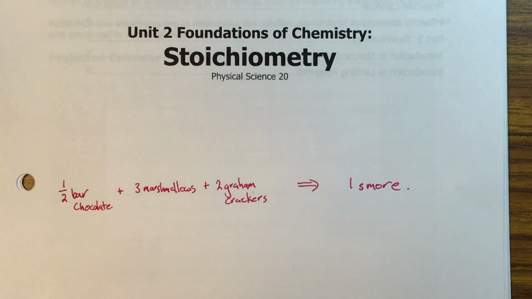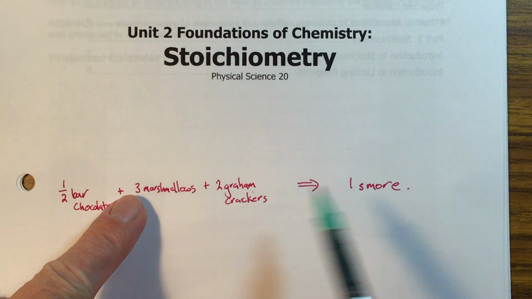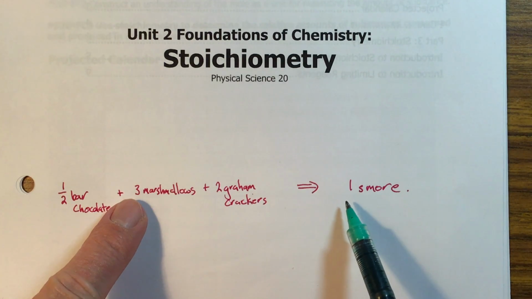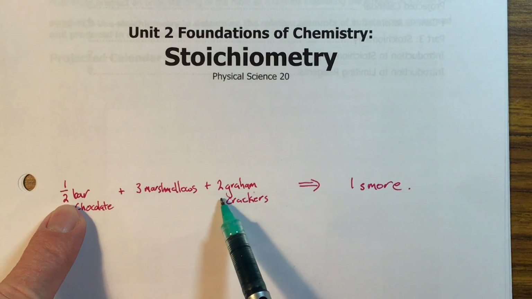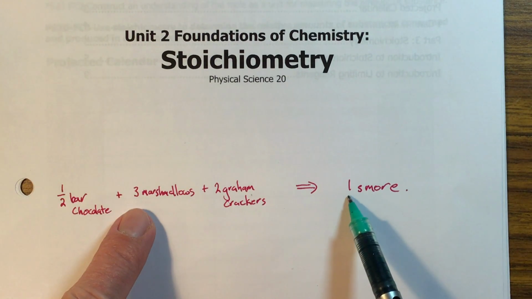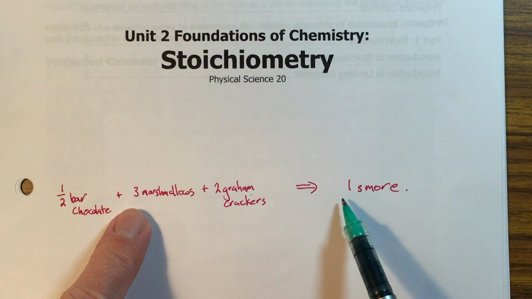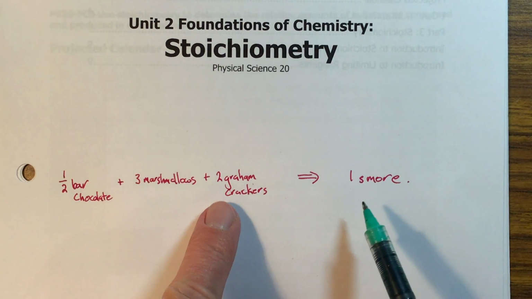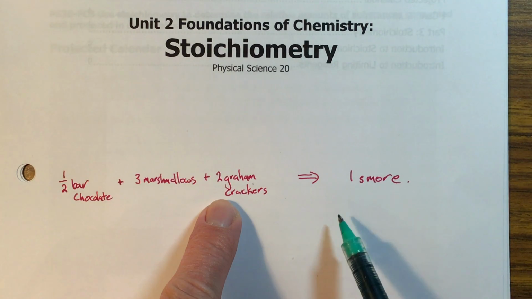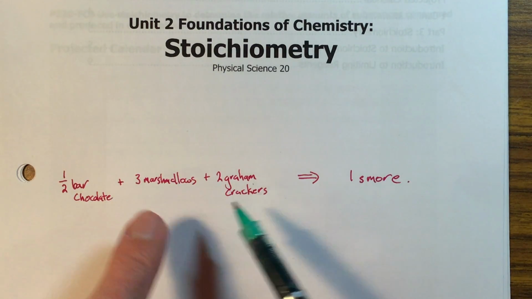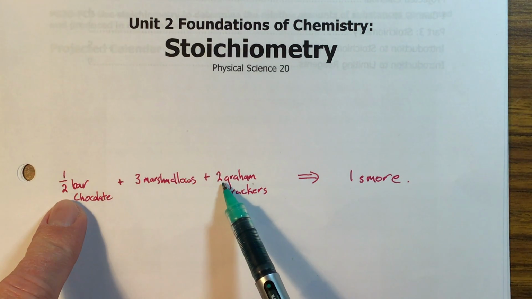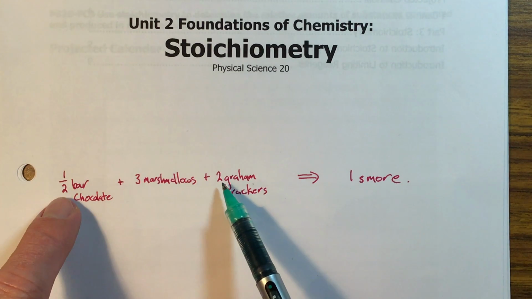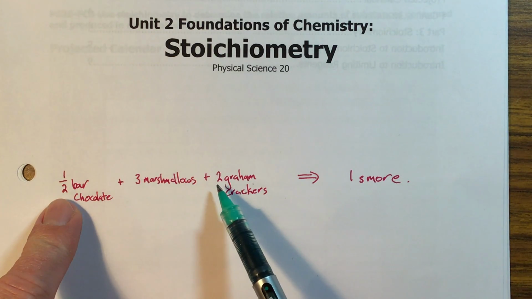The type of question we are going to be asking is questions like, if I have 6 marshmallows, how many s'mores can I make? Well, that should be pretty obvious. 6 marshmallows, I would need 1 bar of chocolate, 4 graham crackers, then I can make 2 s'mores. If I have 10 graham crackers, how many bars of chocolate will I need? Well, 10 graham crackers, that's 5 times this, so I would need 5 times this. I would need 2.5 chocolate bars.